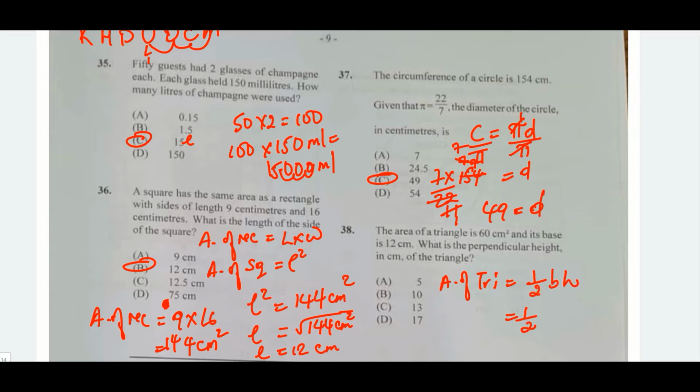So the area is 60 centimeters squared, the base is 12, and it wants us to find the perpendicular height. Half of 12 is 6, so we have 6h equal to 60. Divide both sides by 6, so we get 10. So h is equal to 10. 6 into 60 goes 10 times. Alright.